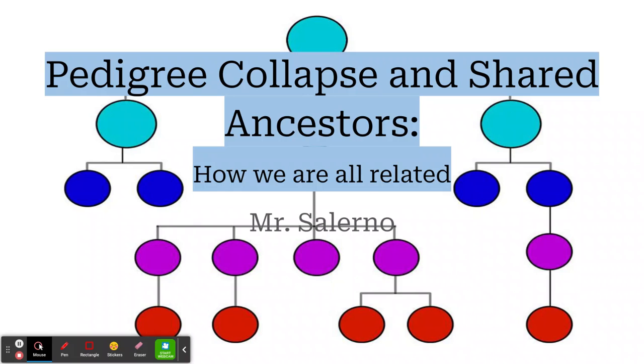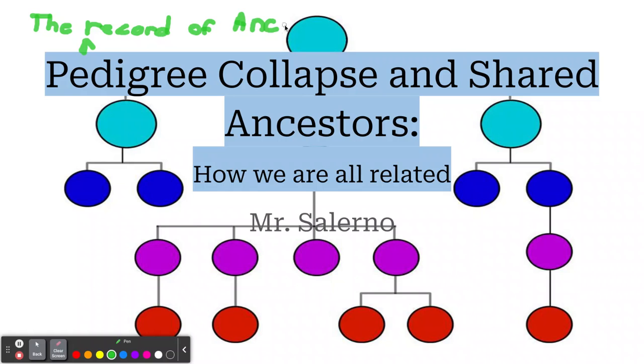So pedigree, that's that word. Let's get our pen ready here. Pedigree is a record of your descent, your lineage, right? Your ancestry. Let's write that down. So put a little arrow here. The record of you, the record of descent. Or let's say ancestry. See if we fit it in there.